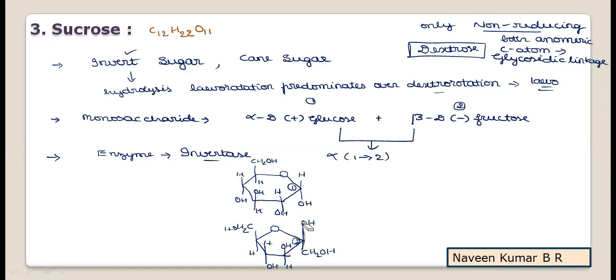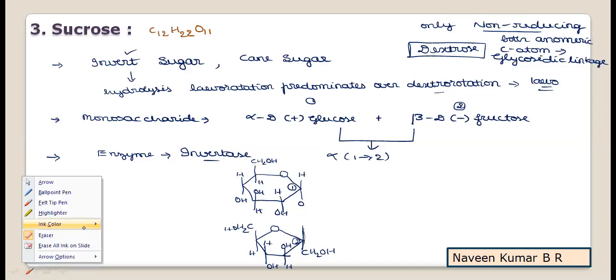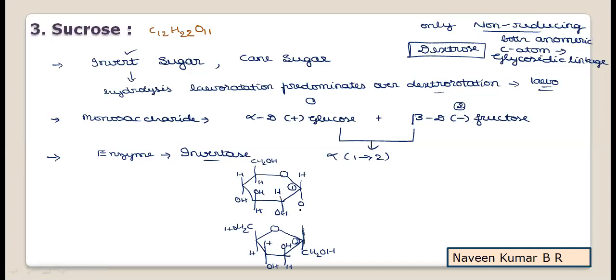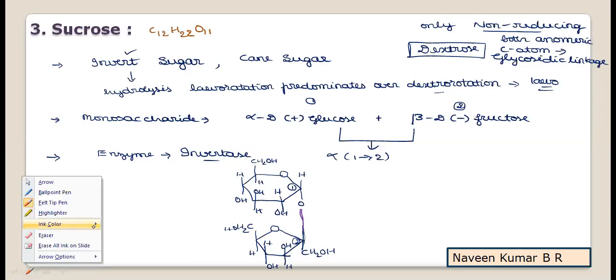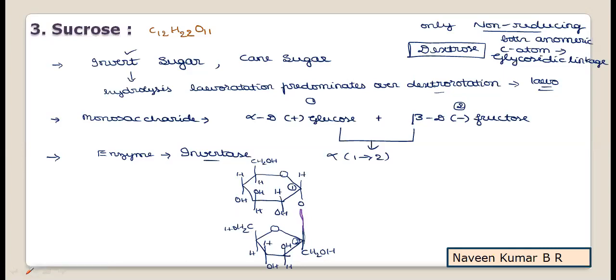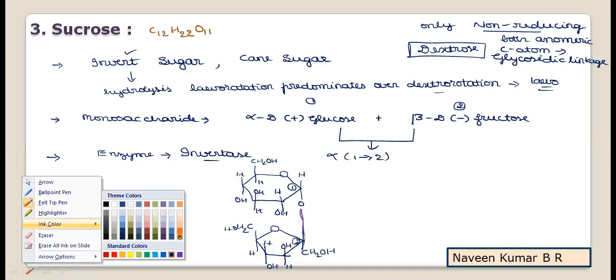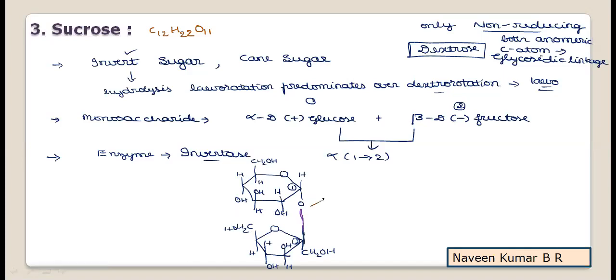When you are showing the linkage, these hydroxyl groups will interact, and as a result of their interaction, one water molecule is eliminated, and in the process we see that the two carbon atoms are linked through a glycosidic linkage. So I can represent that with a bond. So this bond formed is the alpha 1,2 glycosidic linkage.